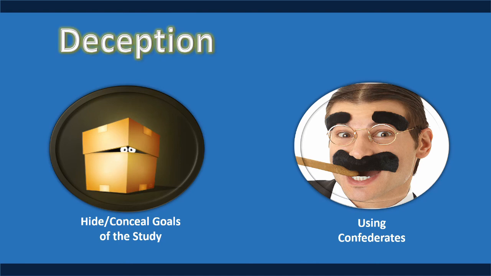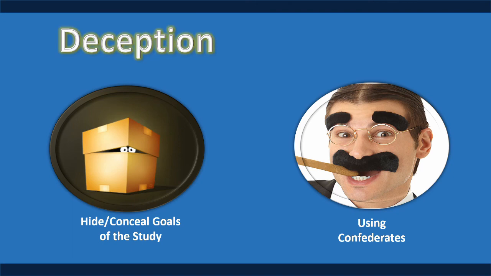We'll talk a little bit later about why the researcher might want to conceal the goals of the study, but know that this exists. Additionally, some researchers will make you believe that you're interacting with another participant, but this participant is actually working for the researcher and is using a pre-written script to interact with you. We call these actors confederates. I had a graduate student working on a video game study once tell participants that they were going to play with another participant, but in actuality they were playing with a confederate.